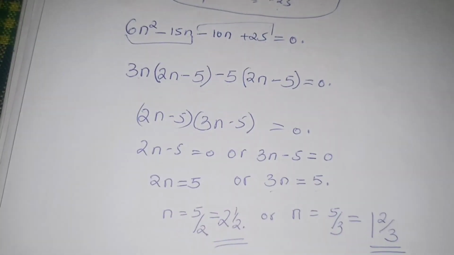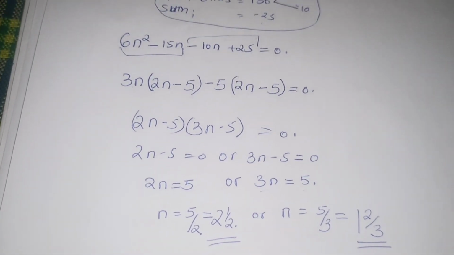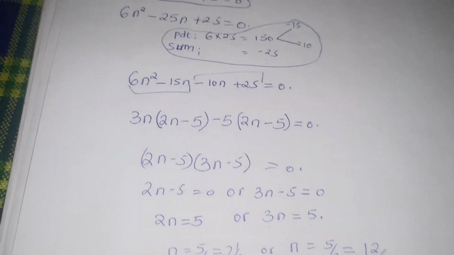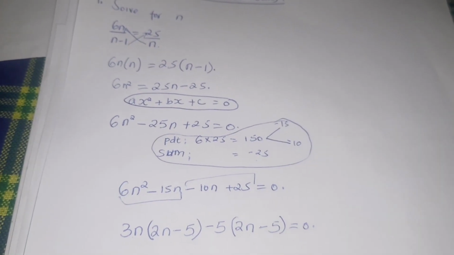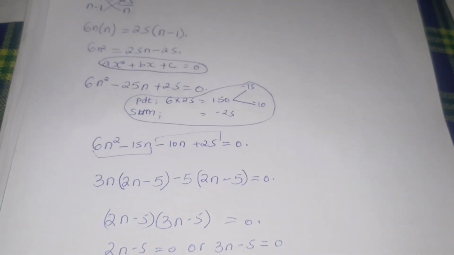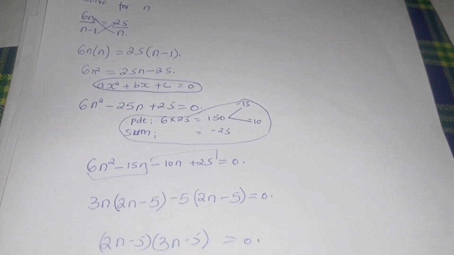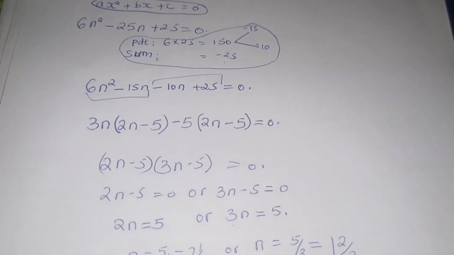So learner, that is what was expected of you, and those are the values of n. That is how you are supposed to go through that kind of question if you come across it.